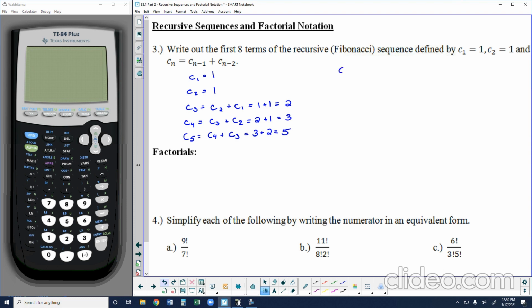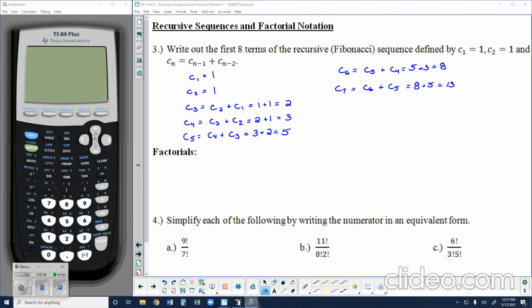We can keep this pattern up. The sixth term would be the fifth one plus the fourth term. The fifth term is 5. The fourth term is 3. And 5 plus 3 is 8. Let's continue. C sub 7, the seventh term, would be the sixth term plus the fifth term. The sixth term is 8. The fifth term is 5. 8 plus 5 is 13. See if you can find the 8th term.